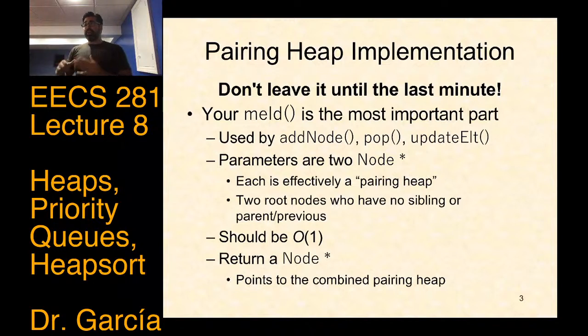Most other functions in a pairing heap are going to be dependent on it, right? So add node, pop, update element, and a lot of these things are not going to make too much sense. I'll make sure to revisit them later when the spec is out. So I'll put these slides back up again in a later lecture once you've had a chance to read through the Project 2 spec. But anyway, in 281, we definitely want to start projects early, so that's what we're trying to get at.